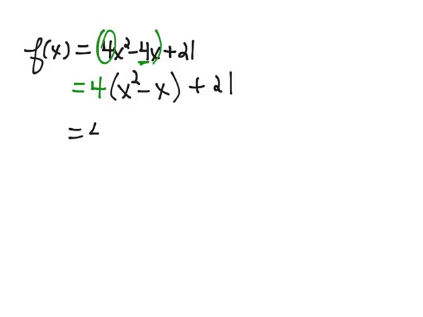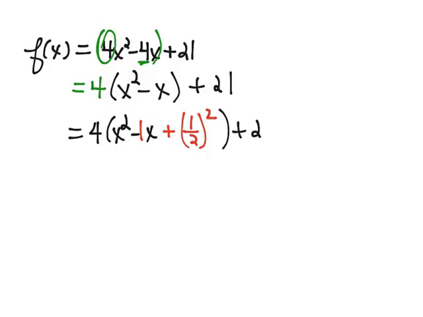And so now we want to complete the square. So we're going to take half of the coefficient of x, which is a 1. So if I take half of 1, I have 1/2. And I'm going to square that value and add it into my equation.